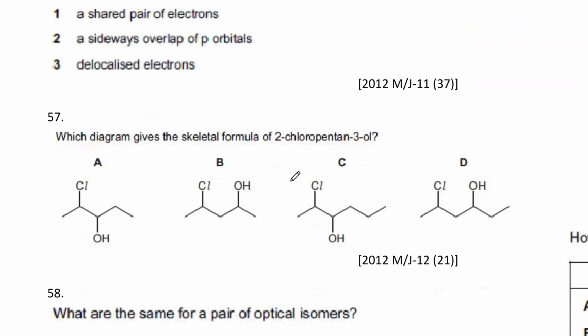Pentan-3-ol is 5 carbon atoms, right? That's pent. The 3-ol means third, so there's an OH on the third carbon. That's 1, 2, so OH on the third one. And 2-chloro means that there's a Cl on the second one. Clear? Yes, sir.